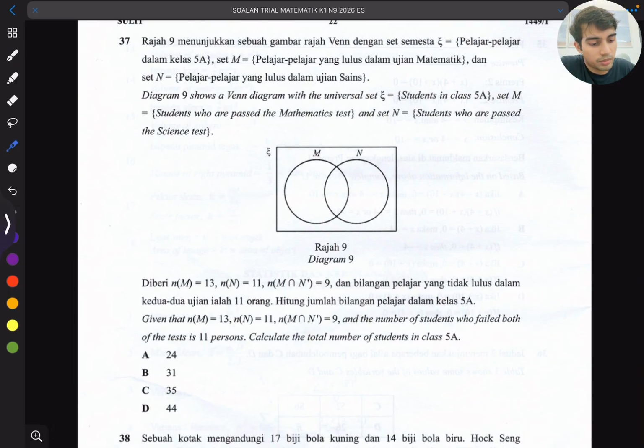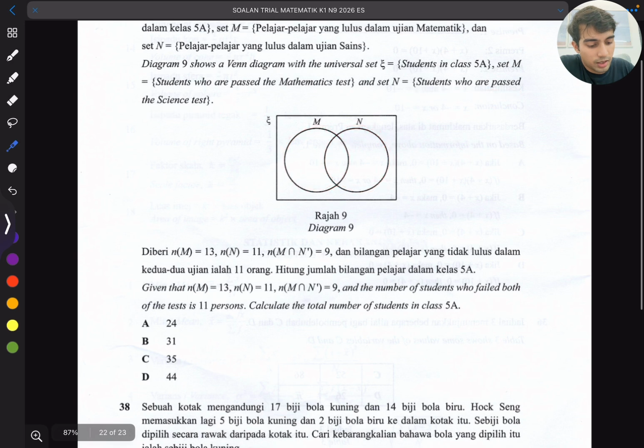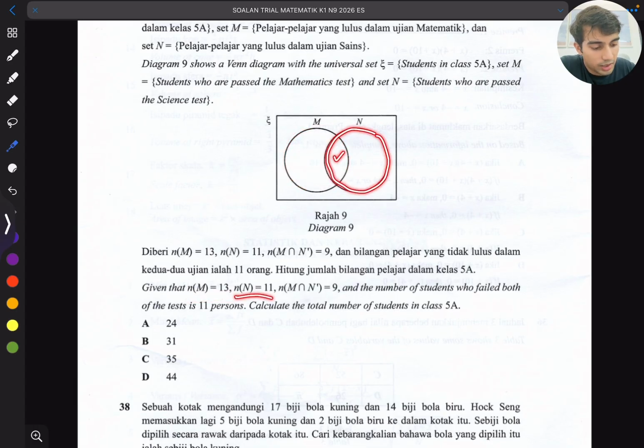Venn diagram with the universal set students in class 5A. So all these are students in class 5A. Set M is students who passed maths tests, so this one all passed maths tests. N is the students who passed the science tests, all passed science tests. Given that n(M) is 13, so the total of this plus this is 13. n(N) is 11, so this plus this is 11.